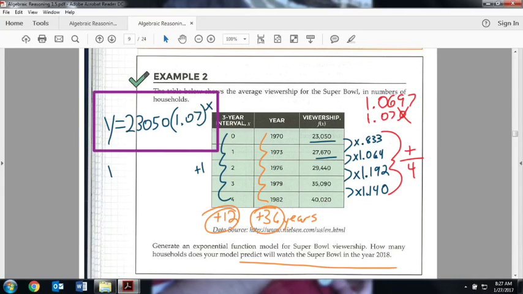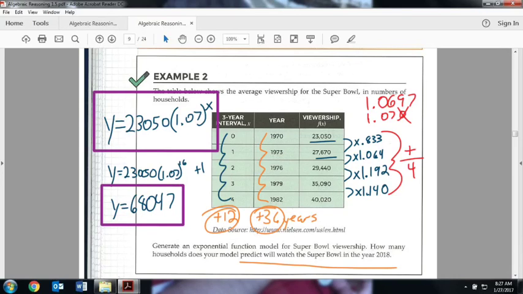So here we go. Y equals 23,050 times 1.07 to the 16th. And that will be your answer. So y equals 23,050 times 1.07 to the 16th. And we get 68,047. We say 0.3, but we're estimating people, so we're going to leave it at that. That is our estimation, 68,047. Right? Which doesn't seem like very many, but it is what it is.